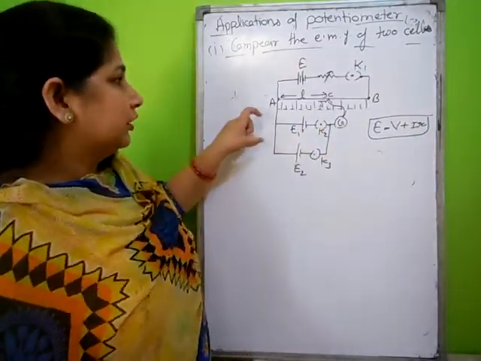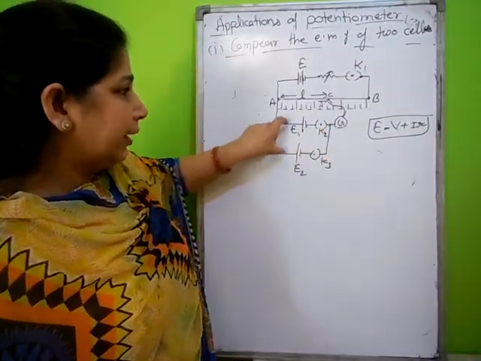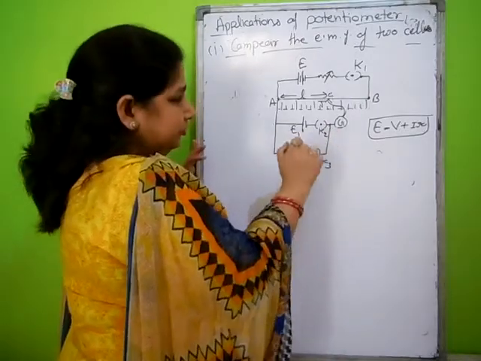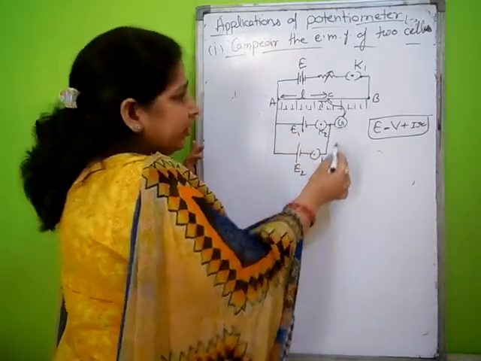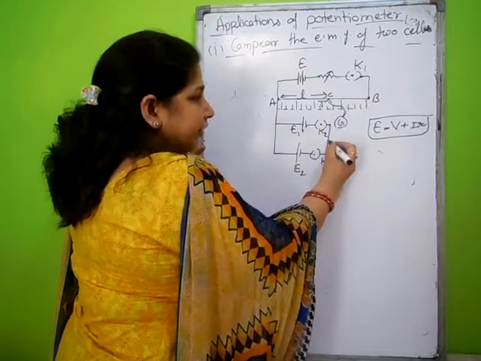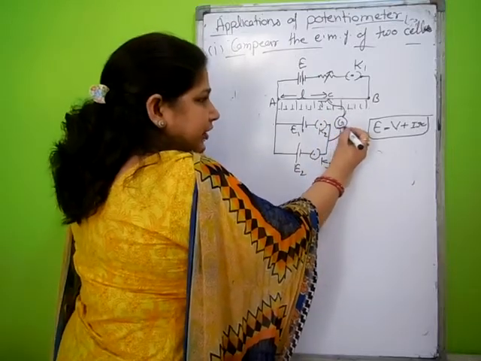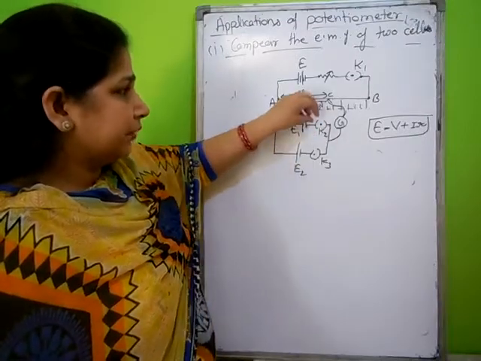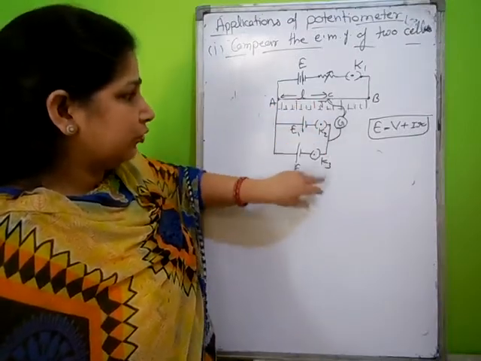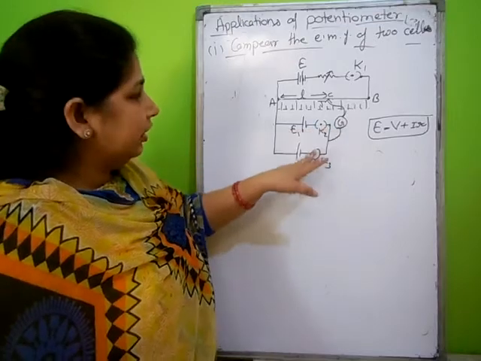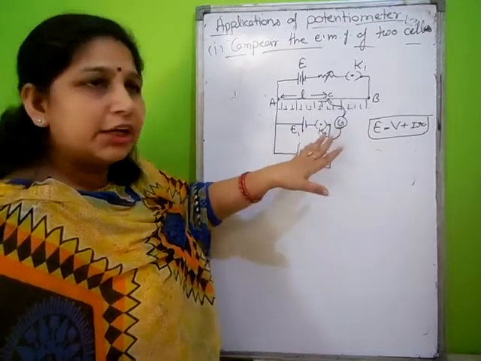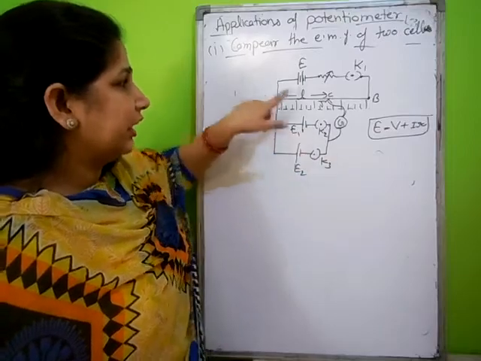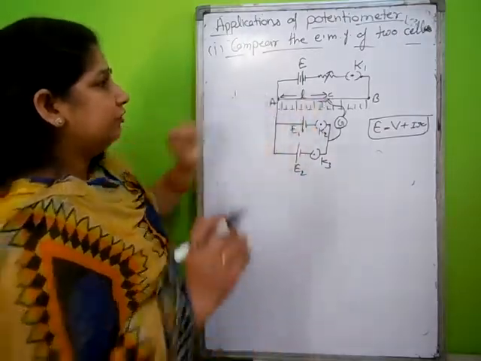We will connect the two cells in parallel with switches K2 and K3, and along this we have a galvanometer also. Got it? Now what we will do? First pick the key K2, open the key K3 and close the key K2. That current is flowing through this circuit only, and find the length of the wire.